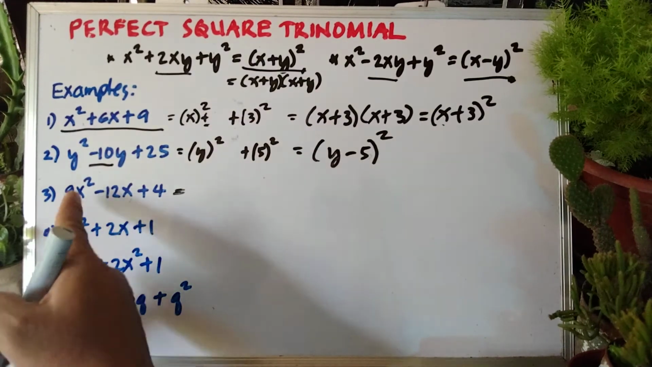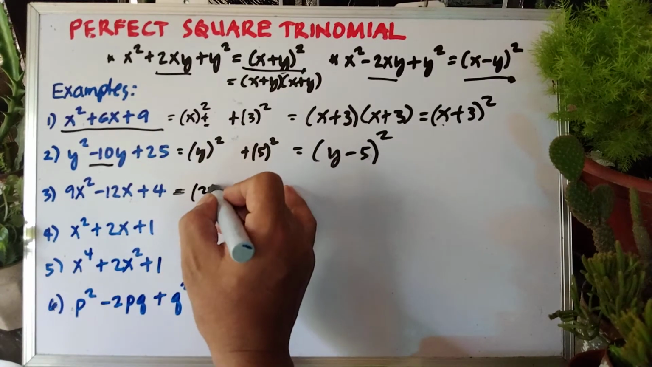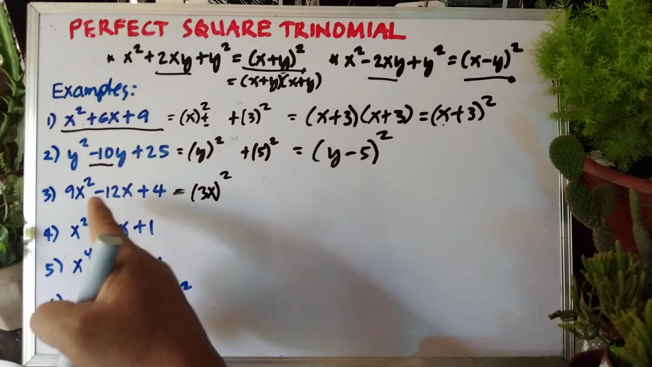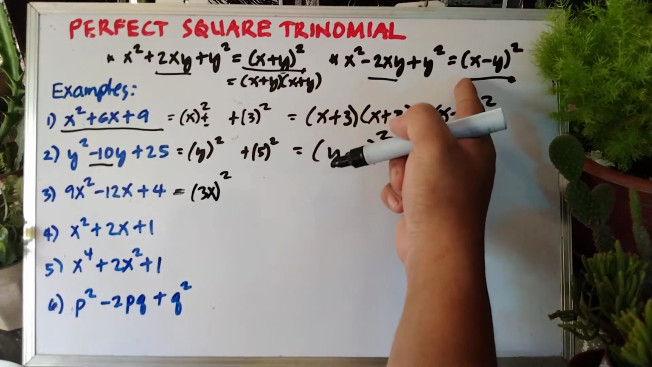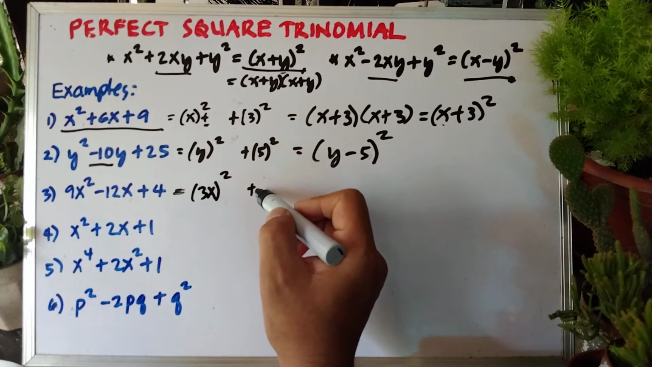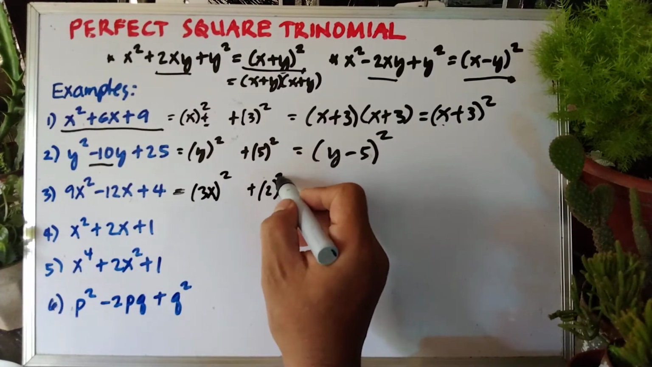Okay, what's the square root of 9? 3. What's the square root of x squared? That is x. So, meron na tayong isa. Minus, so meaning ganito ang itsura. So, sa last term, you have square root of 4. You have 2. So, that is 2 squared.